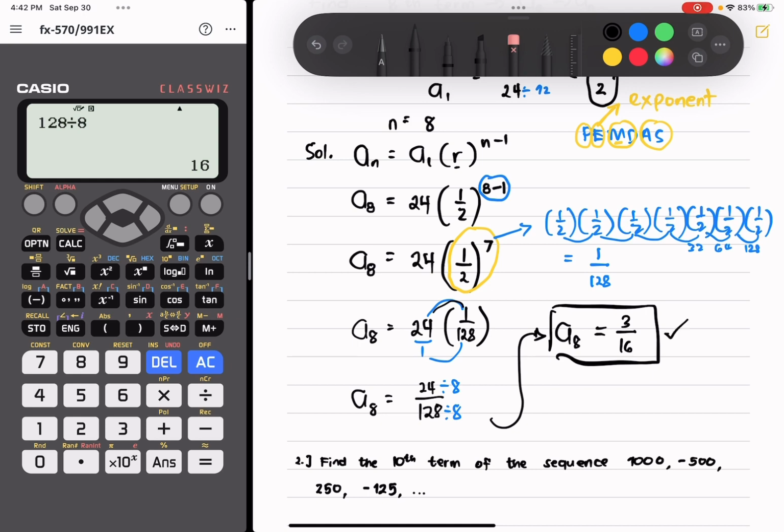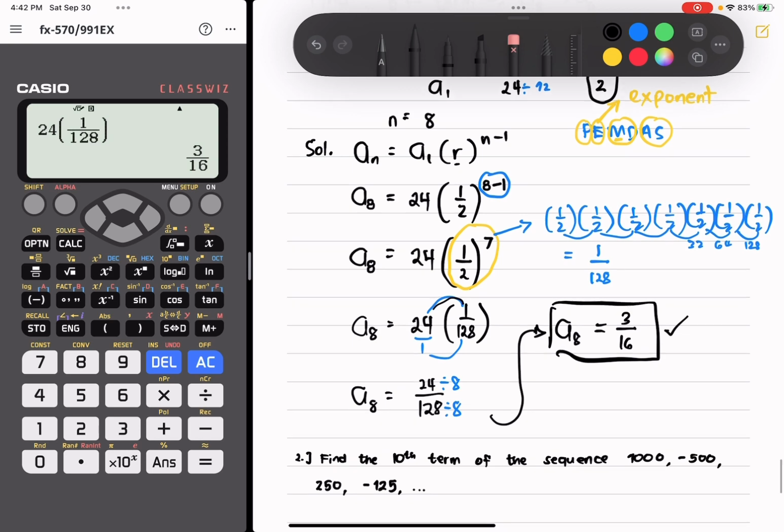Okay? So, check natin. Paano naman ang paggamit ng calculator? Type nyo lang yung 24 times yung fraction 1 over 128. Yan, close lang natin. That will give us 3 over 16. Okay? So, that's for the 8th term. The term in the 8th position is 3 over 16.